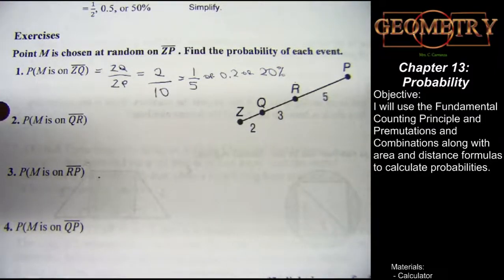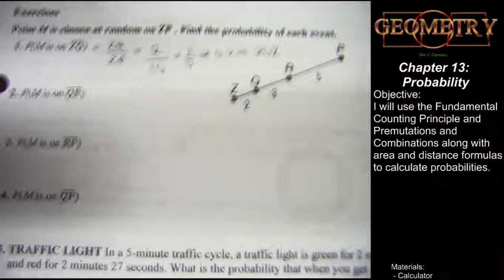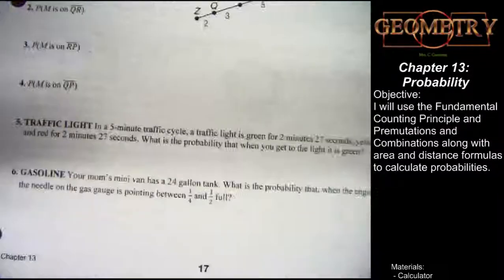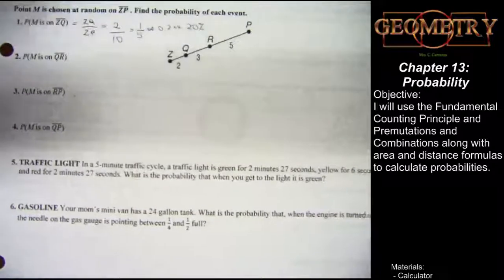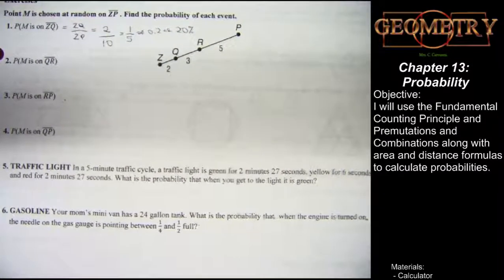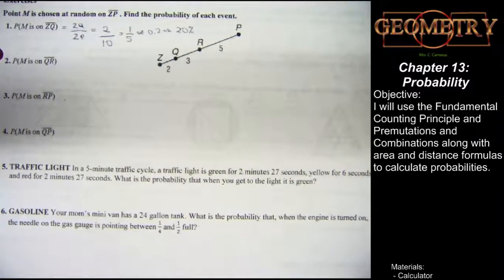Easy peasy? Good. Let's look at number 5 because number 5 is probably the weird looking one, because it's talking about a traffic light and your knee-jerk reaction is, but miss, we can't put a ruler up against time. But here's the thing, we already have.